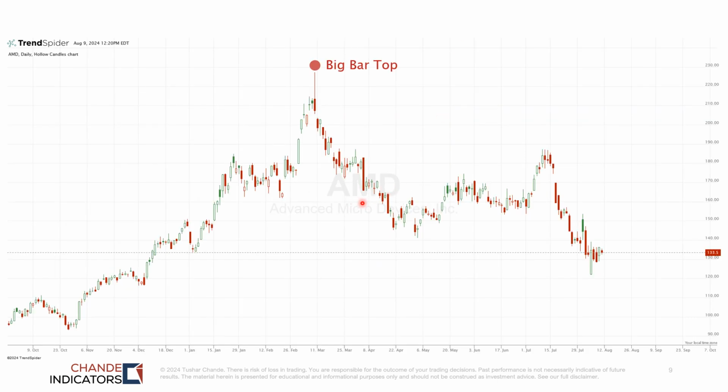We're back to AMD on the daily data with the big bar top, and I was trying to understand how I could quantify the height of this bar so I could non-dimensionalize it and use it to build a new indicator to detect big bars on any type of market. So I'll show you that next.